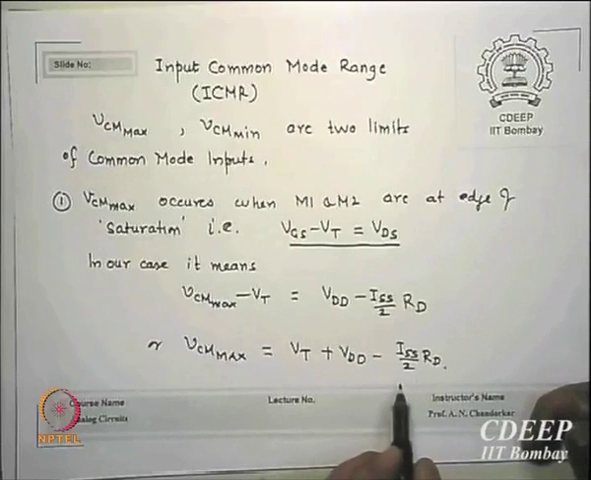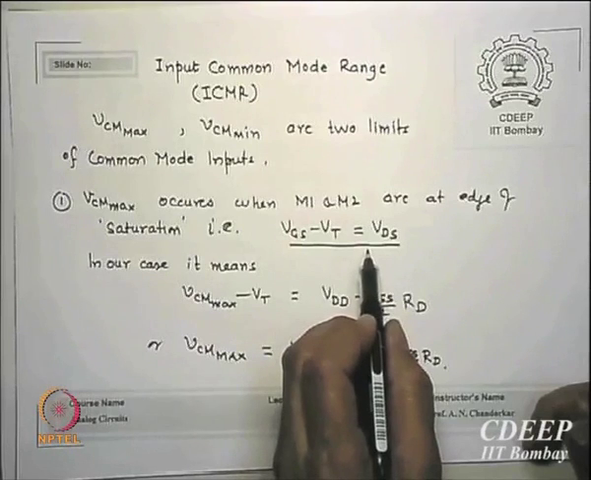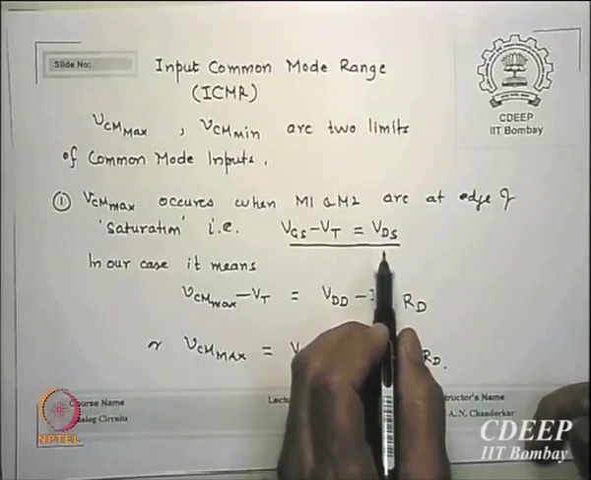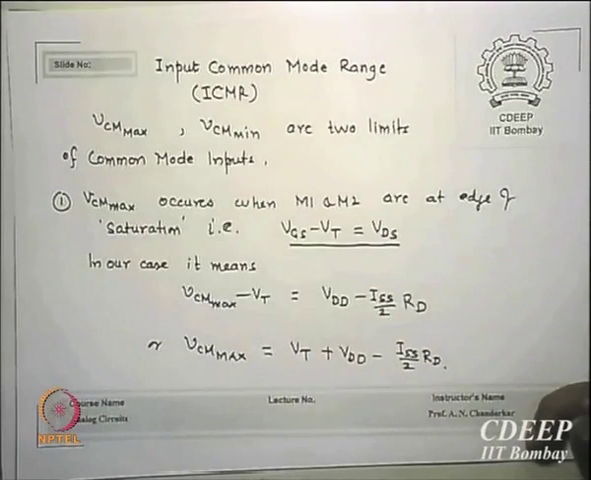What is the condition? If you go beyond that, this condition will get violated. Is that correct? Device will enter which region? Linear region, and then your whole linearity will be lost. Is that correct? Is that point clear? So that condition which I put is the device should remain in saturation, but the maximum will come when it is at the edge of saturation. Is that correct? So that is the condition.